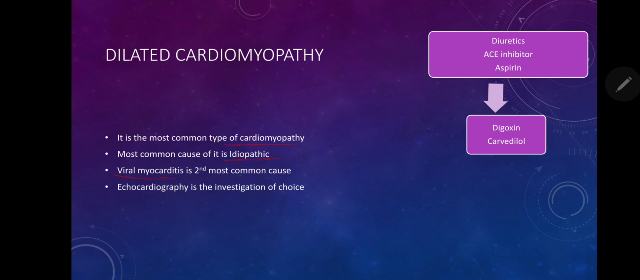and the third most common cause is inherited disorders. That means any inherited familial disorder can cause dilated cardiomyopathy. So the most common cause is idiopathic, the second most common cause is viral myocarditis, and after that there are inherited problems of the cardiac muscles. There are also different syndromes associated with dilated cardiomyopathy.